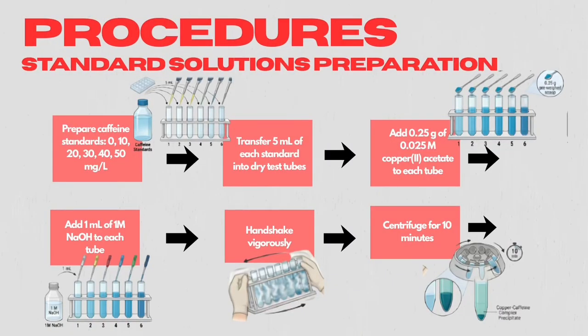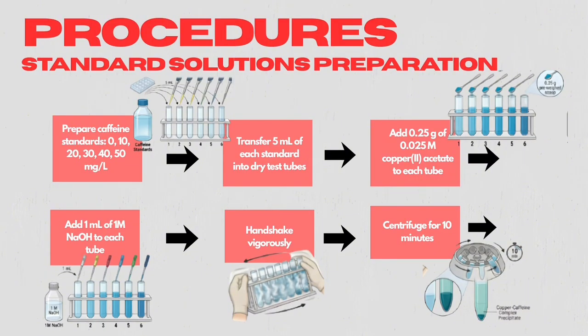We prepare caffeine standards with concentrations of 0, 10, 20, 30, 40, and 50 mg per liter. Then, 5 ml of each standard solution was transferred into dry test tubes. After that, 0.25 gram of 0.025 molar copper acetate and 1 ml of 1 molar sodium hydroxide were added into each tube. The mixture was shaken vigorously to ensure complete mixing.